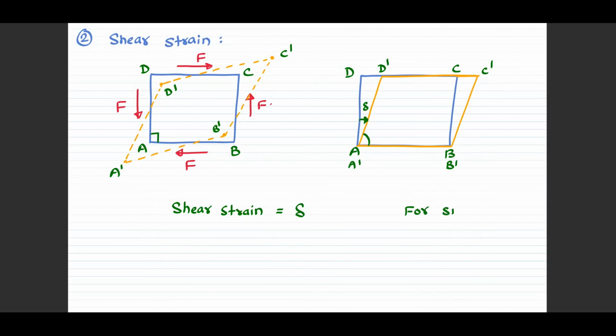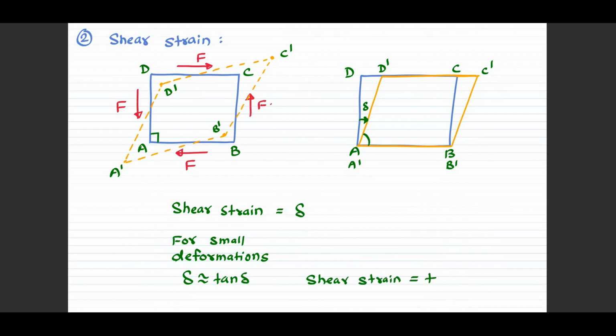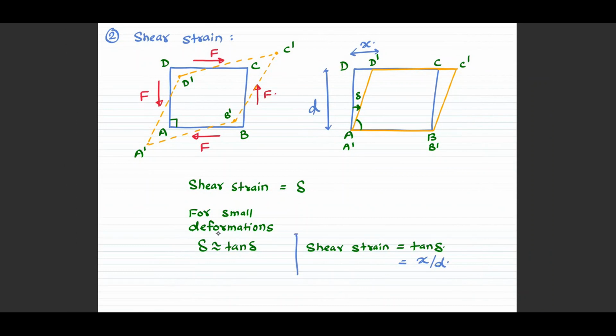For small deformations, delta is nearly equal to tan delta, and hence we can write, let me bring this here, and hence we can write, and if you look at, if this distance is D and this distance is X, you can write tan delta as X by D. This is the shear strain then for small deformations, right?